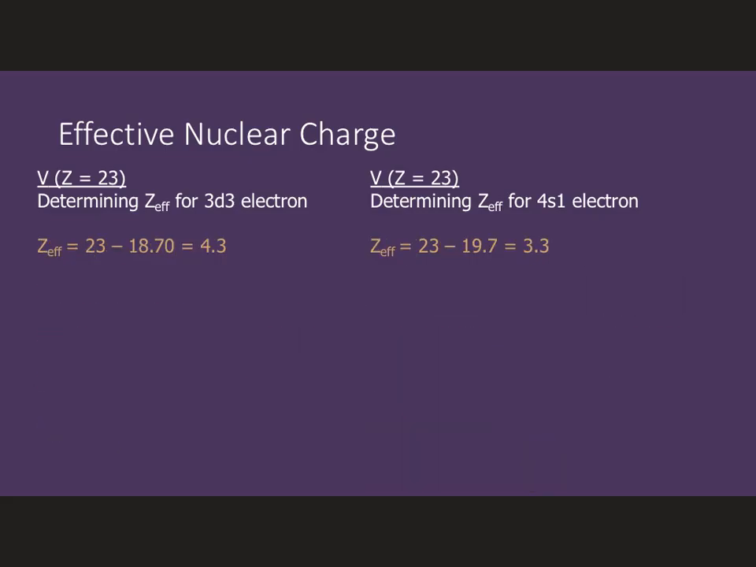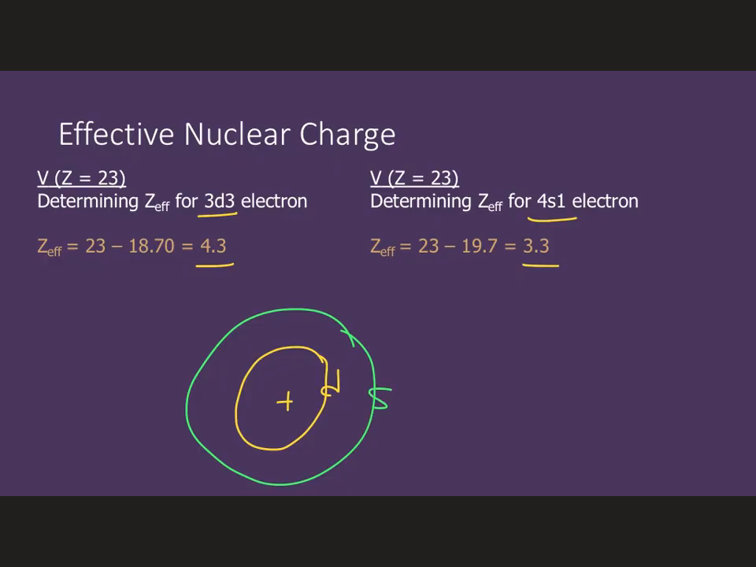So what we see here is a difference. That difference is important here, thinking about an effective nuclear charge on my d electrons of 4.3 versus that s electron is 3.3. Why is this, we might ask? Again, let's think about our core here. Here, let's draw my d electrons, and let's do green here. We'll do my s electrons out here.